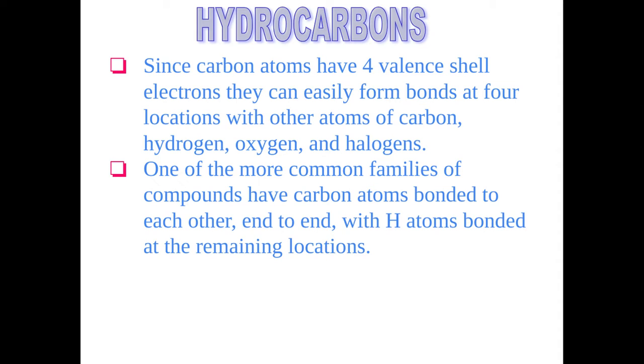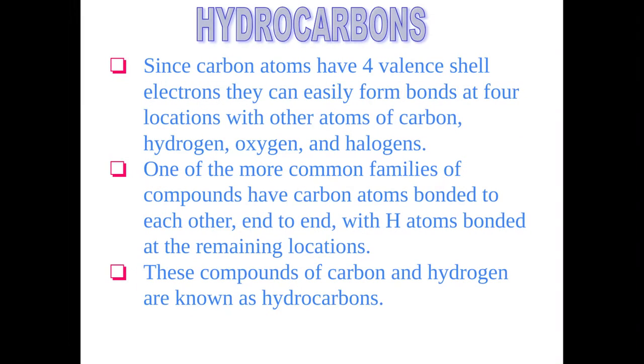Another one of the things here is, again, we're going to have hydrogens basically filling up all of the carbon atoms. So one of the more common families we're going to talk about here today is all these carbon atoms bonded to each other end to end. There's like a chain of carbons, and they're going to have hydrogen atoms bonded at all the other locations. So the key part to know is that carbon wants to bond with 4 things. So when you see a C, you want to make sure that it's bonded to 4 things. That could be another carbon, could be hydrogens. So again, what these compounds are known as is hydrocarbons. They are made up of carbon and hydrogen atoms.